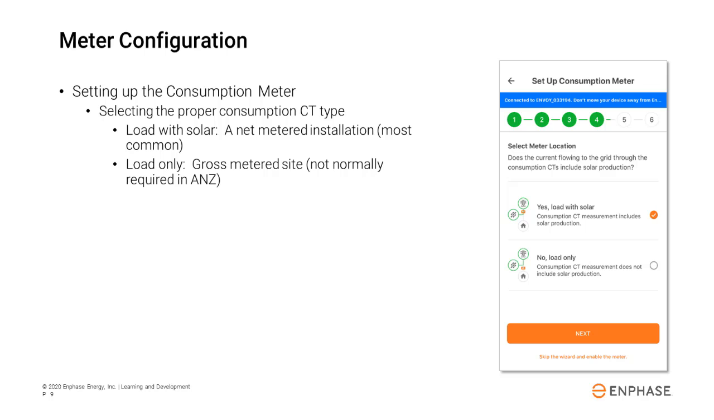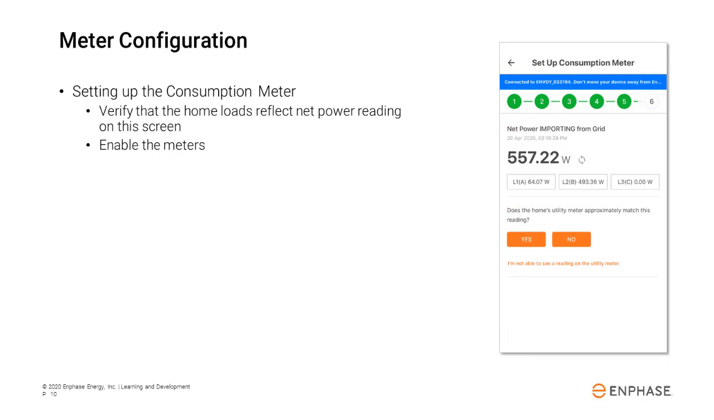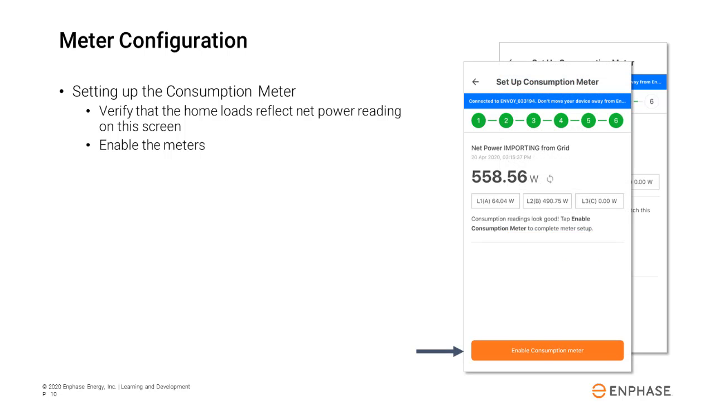The Envoy doesn't know how the system is wired or which conductors are running through the CTs. You'll have to select your meter location so that the Envoy can calculate the values correctly. Select either Load with Solar, most common installation type for net metering, or Load Only, not normally used, and then tap Next. Once everything is configured correctly, enable the meter and view the CT summary screen.